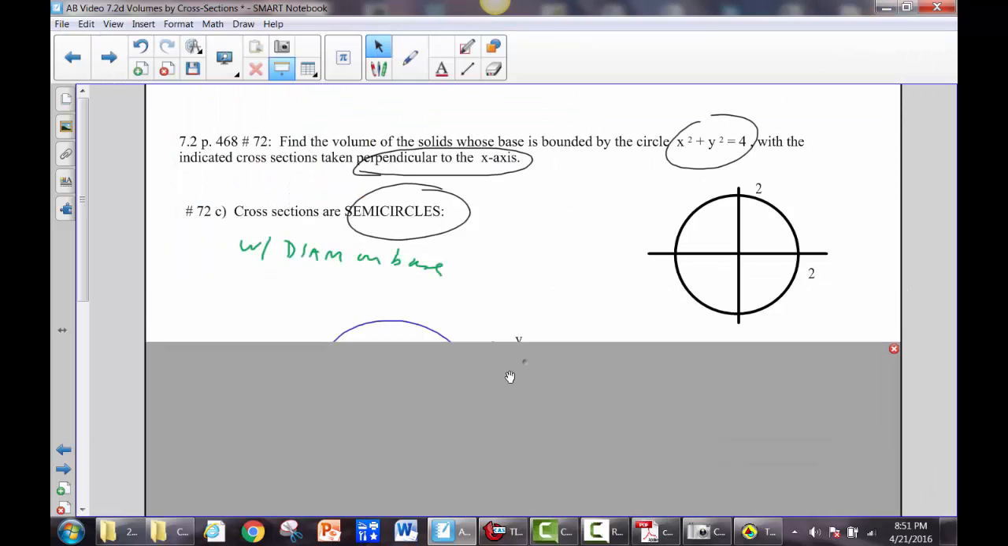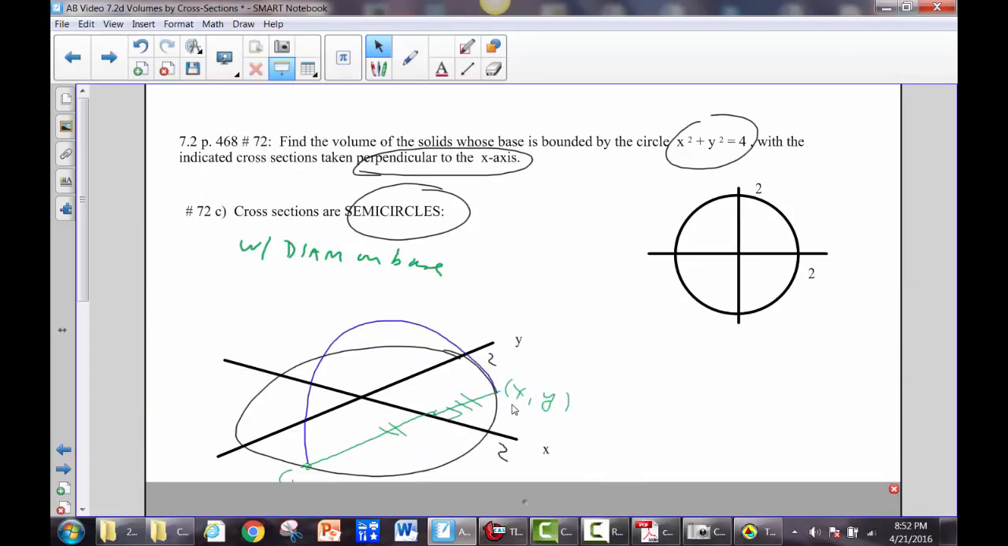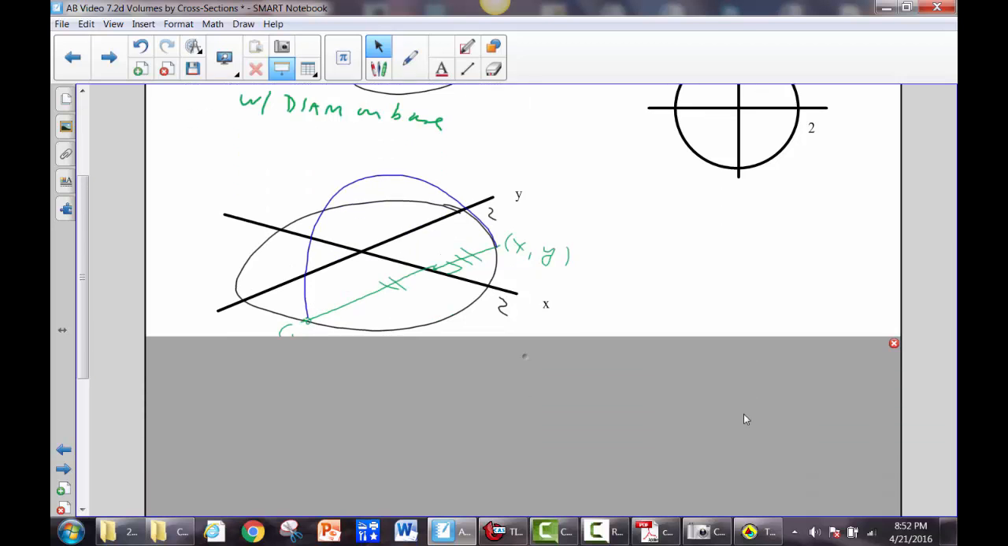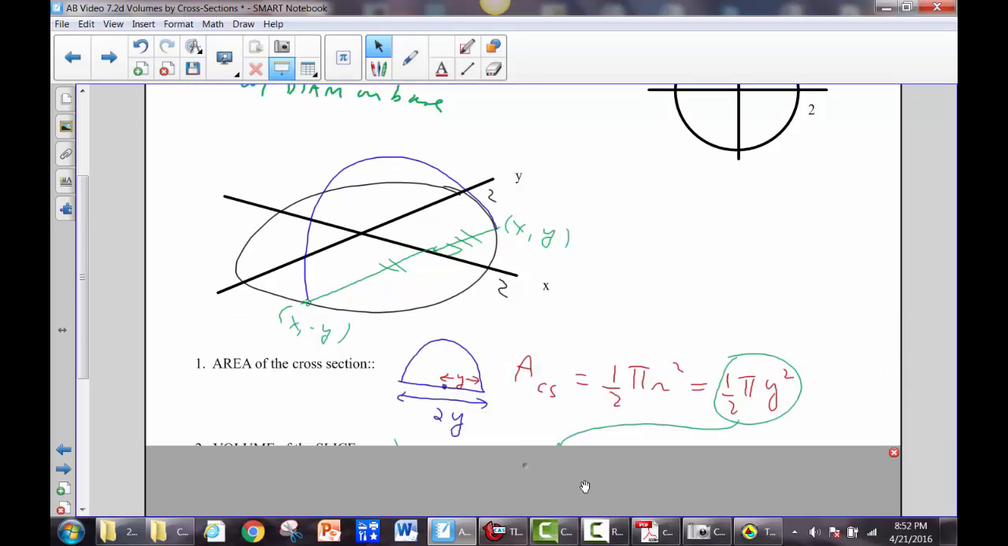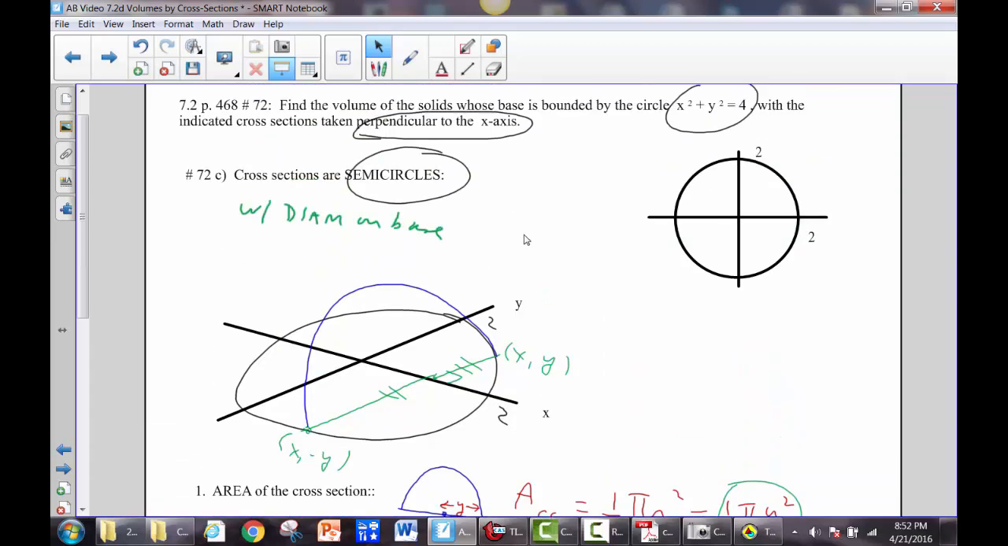Okay, so there's our circle base. There it is at an angle. Perpendicular to the x-axis means parallel to the y-axis, but this time we're putting semicircles onto that, okay? So the cross section is a semicircle. Its radius is y. Therefore, I mean, this is 2y, but we use the formula with radius, which is y. So it's 1/2 because it's a semicircle pi r squared, so it's 1/2 pi y squared.